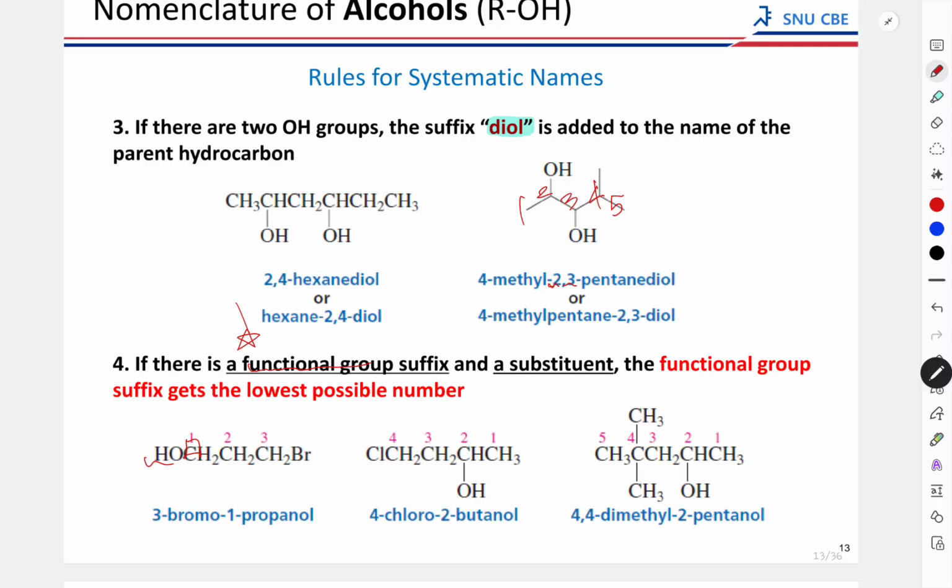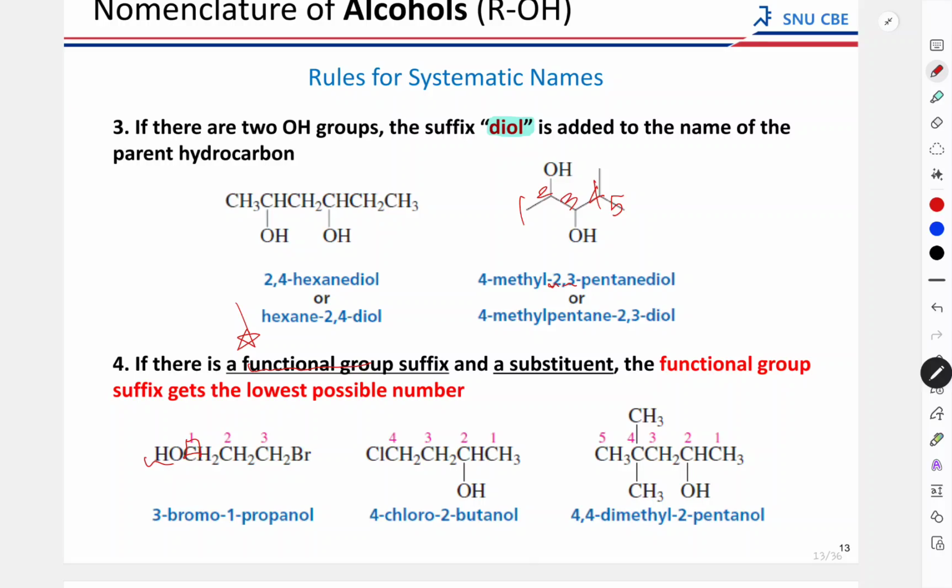What about this one? You can identify the longest possible chain that contains the functionality, the alcohol, right? And this is, I guess, an easy one. You have the pentanol, with the number 2 carbon here, and the 4,4-dimethyl moieties.